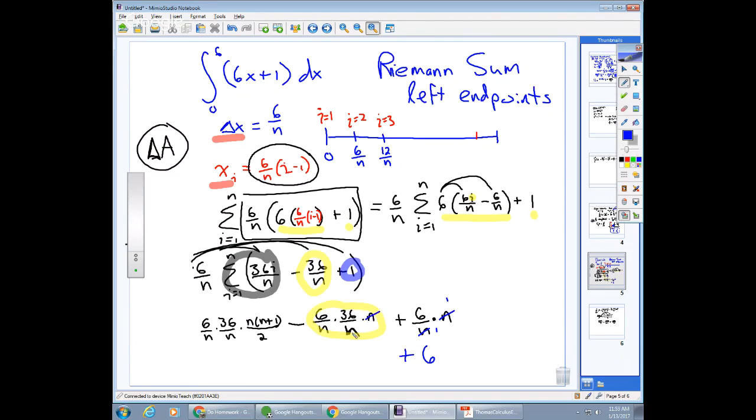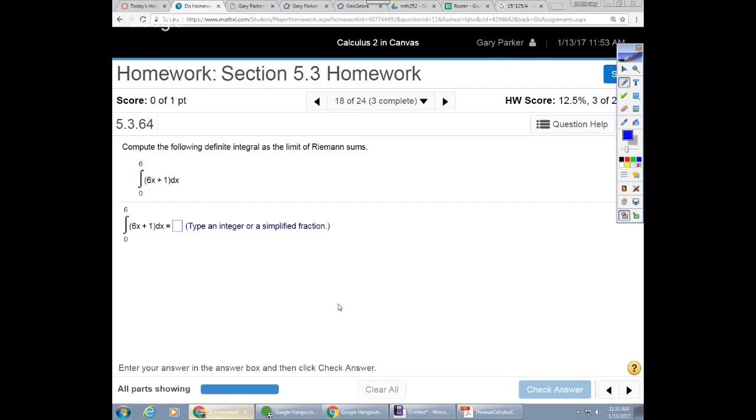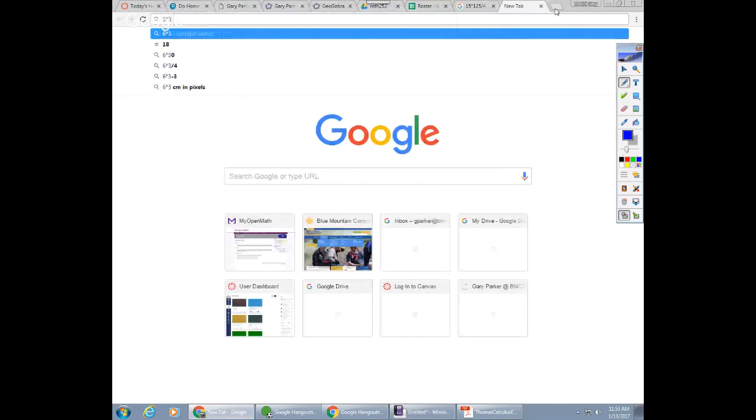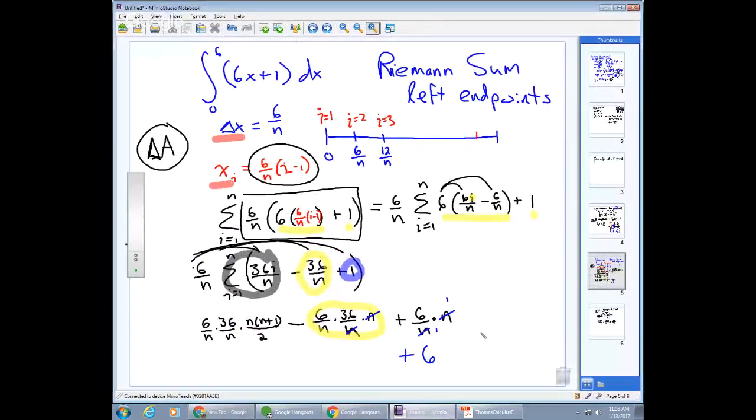Over here, I get to get rid of one of the n's. And I'm not sure what is 6 times 36. Let's see, that'd be 180. Was it 216? Let's double check with the calculator. 6 times 36 is, yeah, 216. Okay. So this middle term is a minus 216 over n.